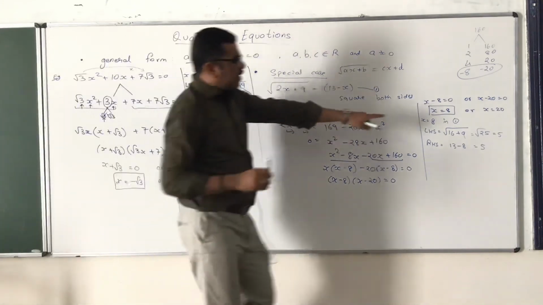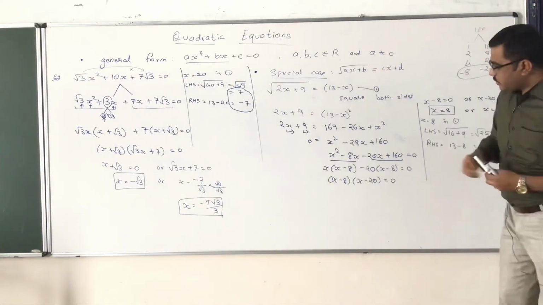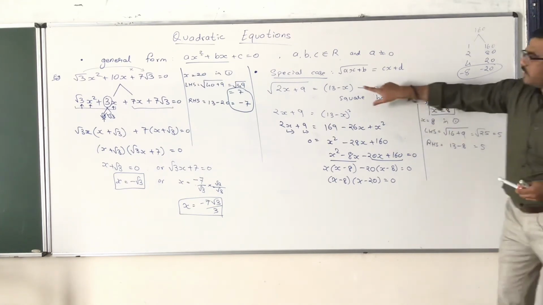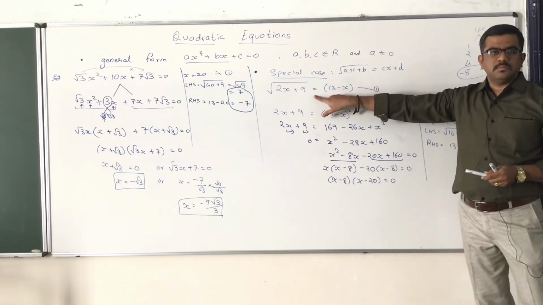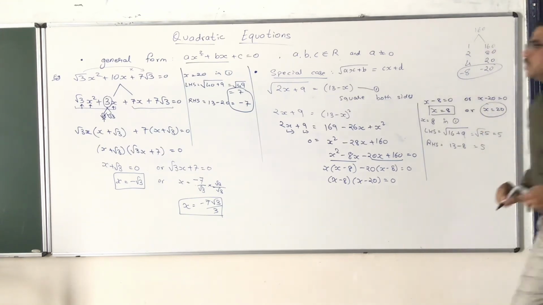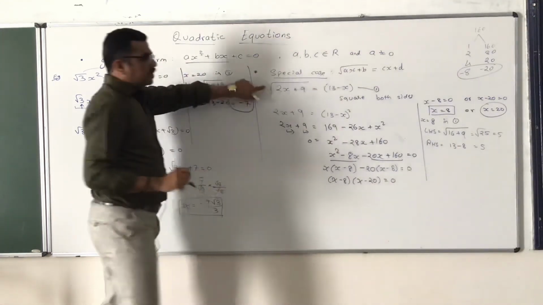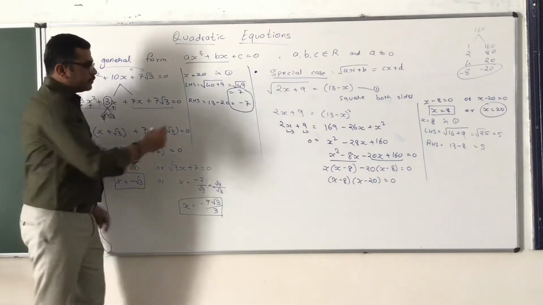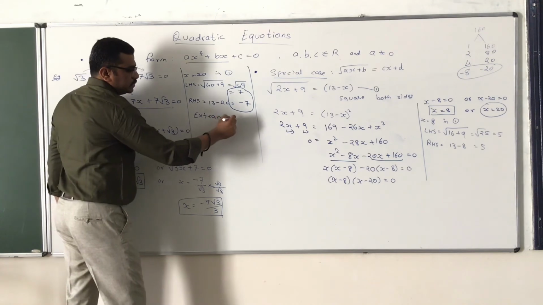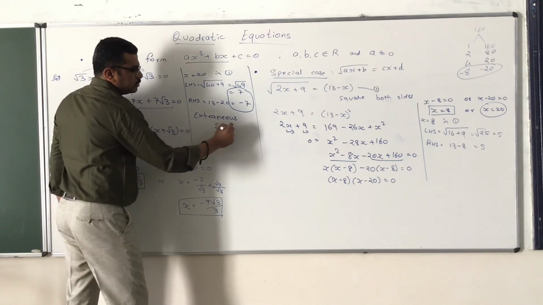Though we are getting x equals to 20 as the solution of this equation, this is a modified version of the given question. So this is an extra solution. The solution which does not satisfy the given condition, they are called extraneous solution.